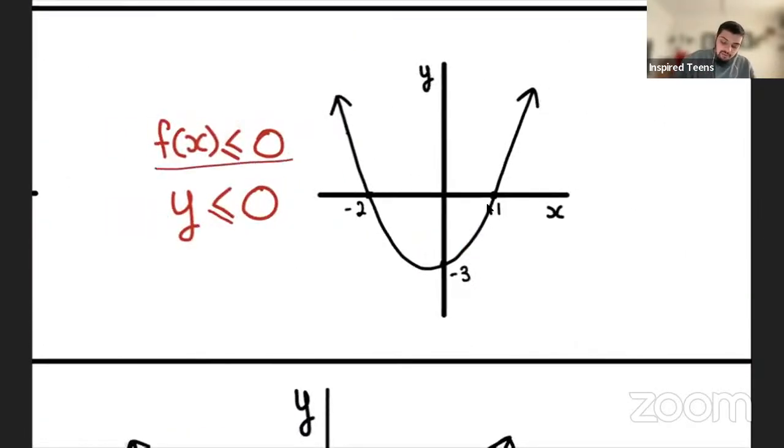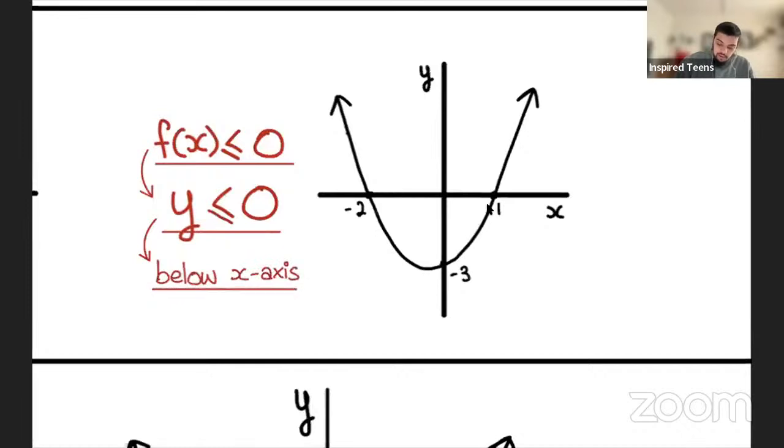Okay, f of x is less than or equal to. The include and exclude just affects whether we include or exclude in our answer. Remember that f of x being less than or equal to 0 means what? It means that y is less than or equal to 0, which in turn means what? When is y less than or equal to 0? This is, of course, below the x-axis. Okay, below the x-axis.